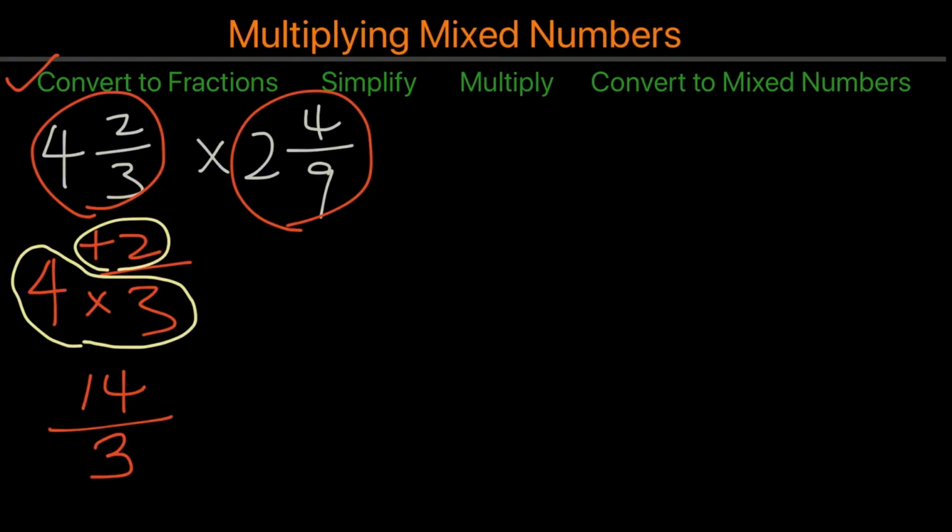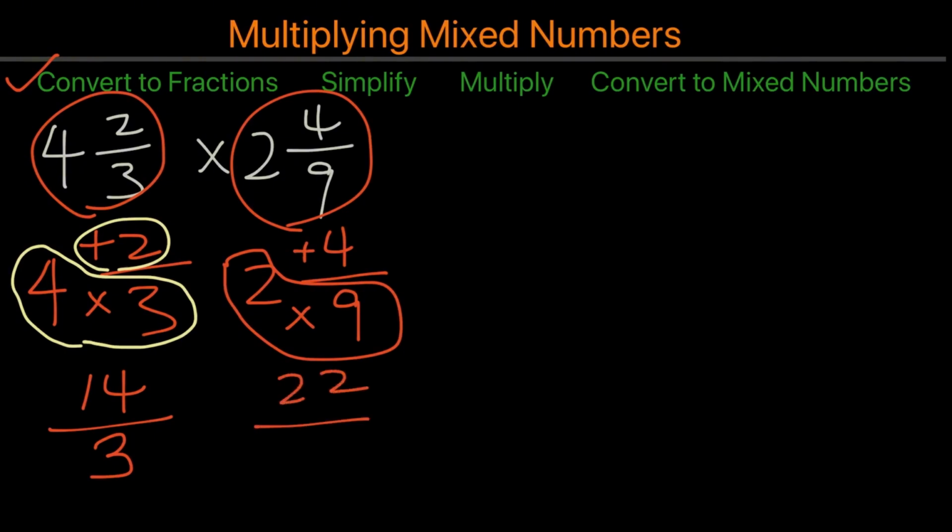And for the second fraction, we would do the same, times the denominator and plus the numerator. So 2 times 9 is 18. 18 plus 4 is 22. And the denominator stays the same as 9. And now we're ready to multiply.